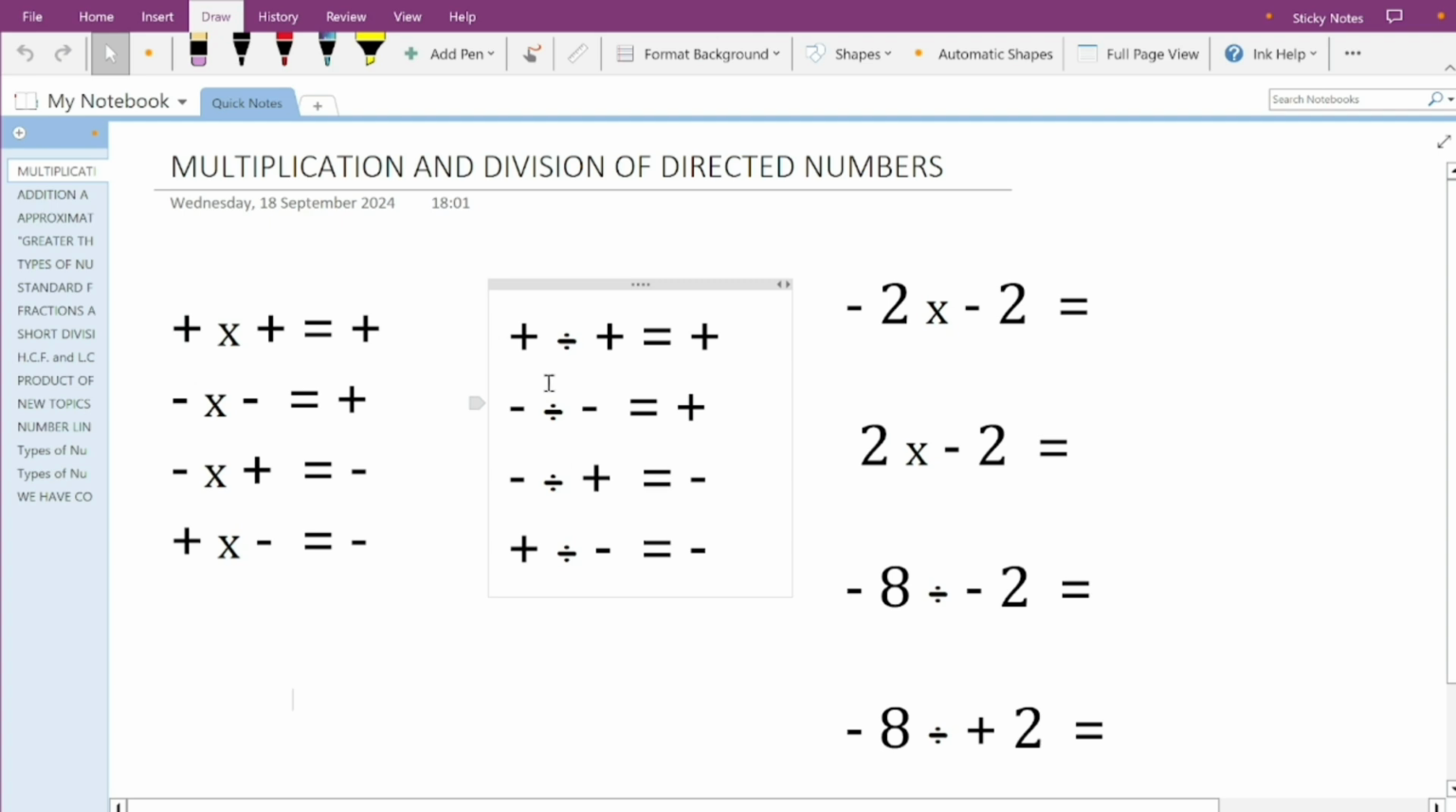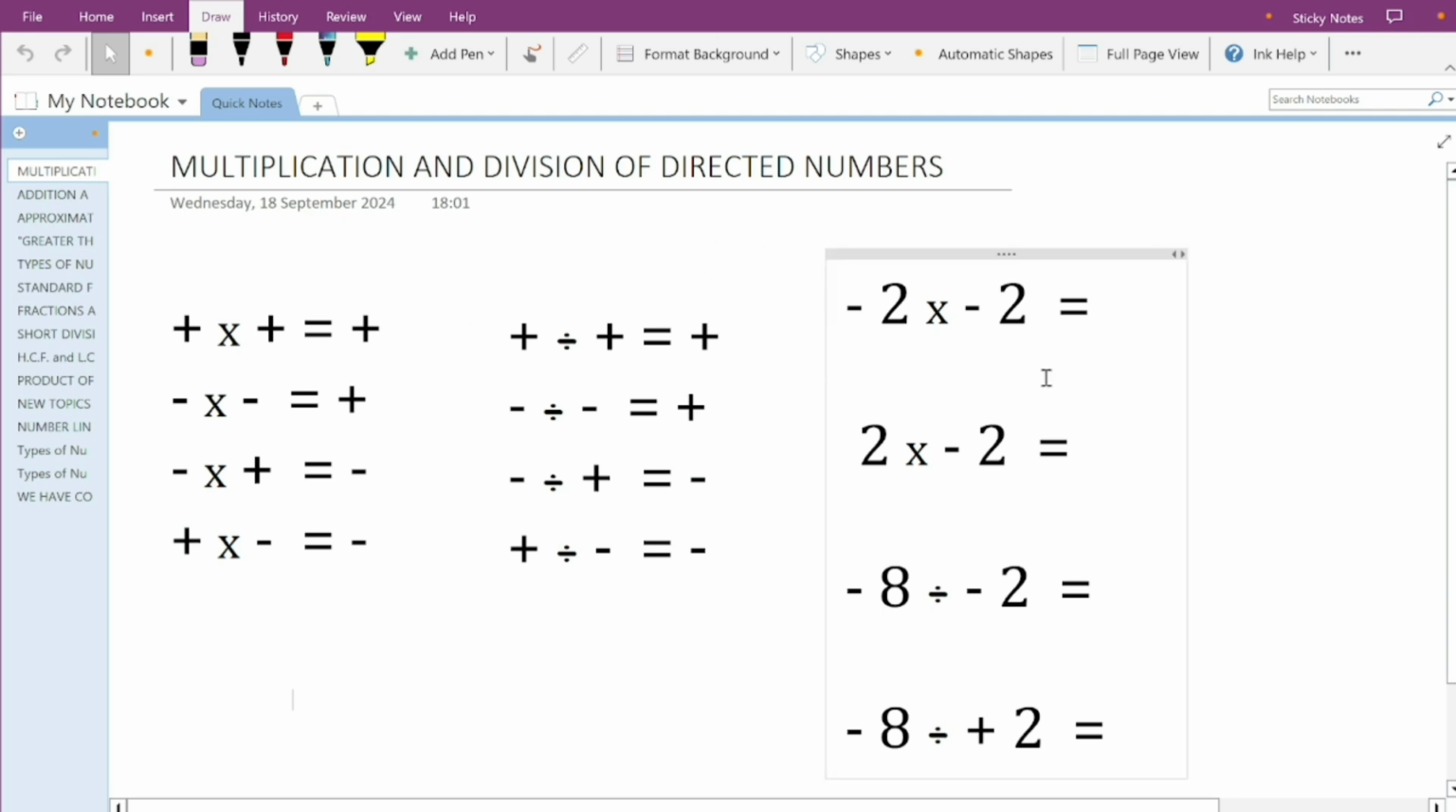Same for division. When you have positive dividing positive, the outcome is always positive. And when you have negative dividing negative, the outcome is always positive. But when you have a negative dividing a positive, or a positive dividing a negative, the outcome is always negative. So the best way to know it is when you have two different signs, a positive and a negative sign, the outcome is always negative. But when you have two same signs, like two positive signs or two negative signs, the outcome is always positive. And this will help us in the multiplication and division of directed numbers.